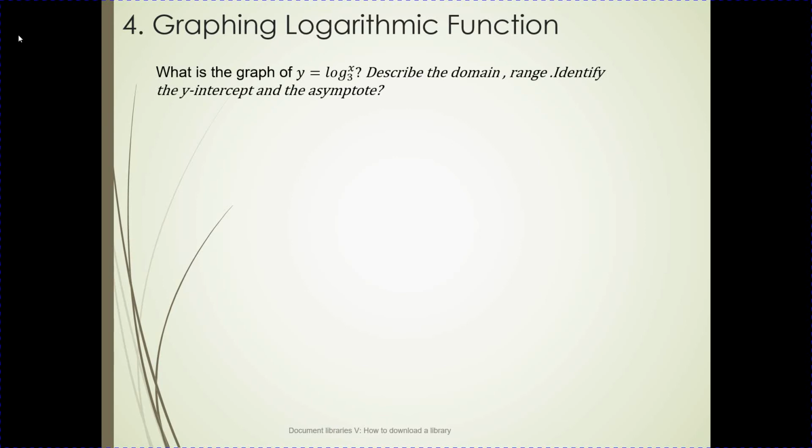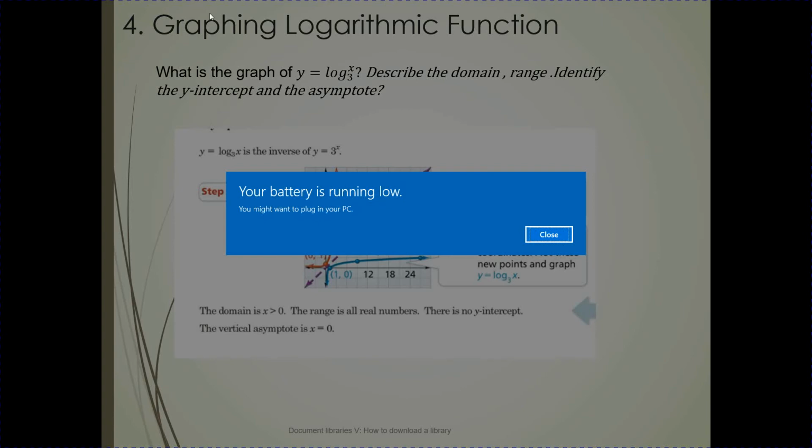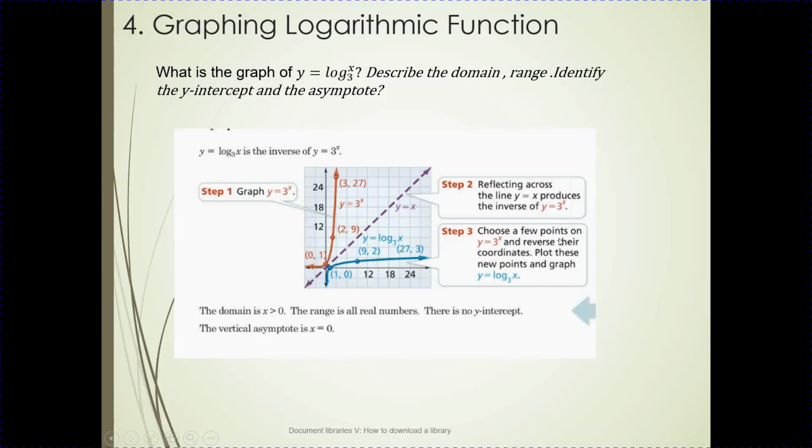What is the graph of y is equal to log of x to the base 3? Describe the domain, the range, and identify the y-intercept and the asymptote. Now, in order to draw the graph of y is equal to log of x to the base 3, what is the inverse of log of x to the base 3? It is y is equal to 3 to the power of x. And we know the graph of y is equal to 3 to the power of x from last week's lesson. So what we'll do, you just reflect the graph of y is equal to 3 to the power of x across the line y is equal to x. So you will get this graph.